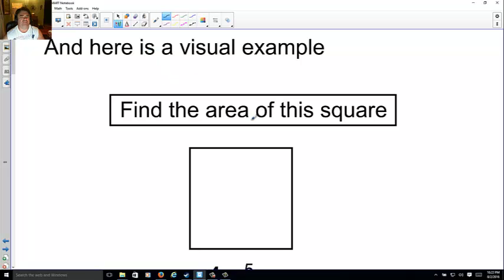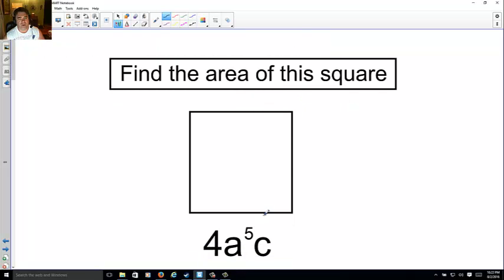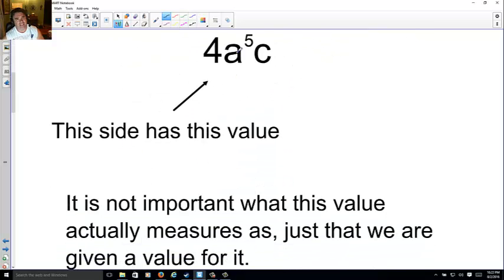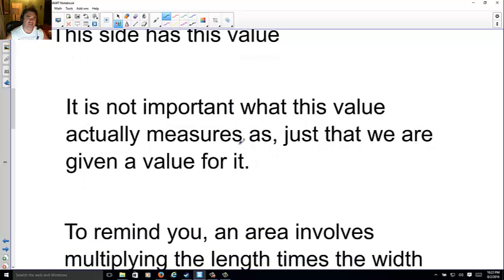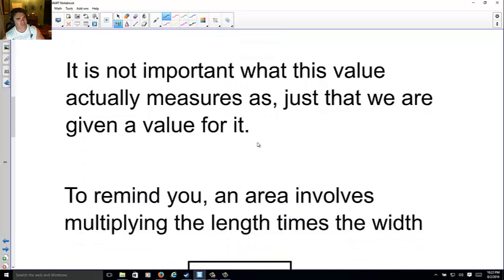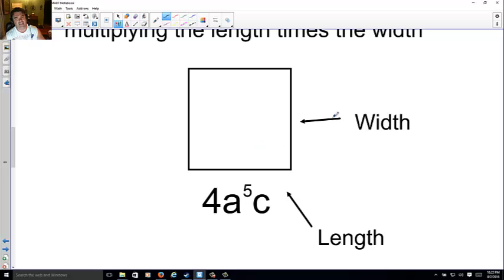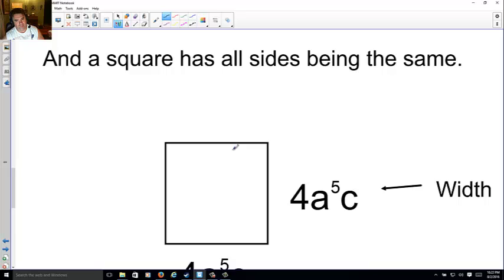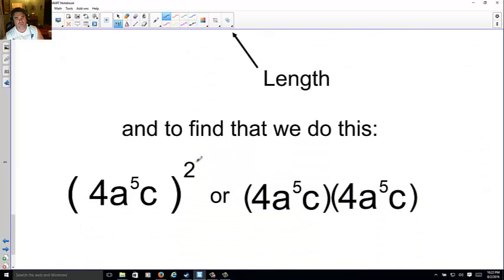Also, here's a visual example. If I ask you to find the area of a square, area means you want to have the length and the width, and square means that both sides are the same. So length and width will be the same. The side has this value. It's not important what this value actually measures, just that we have to use the given value. In other words, width and length are the same, so it's going to be this squared. So what you do is take this squared, or simply this times this.